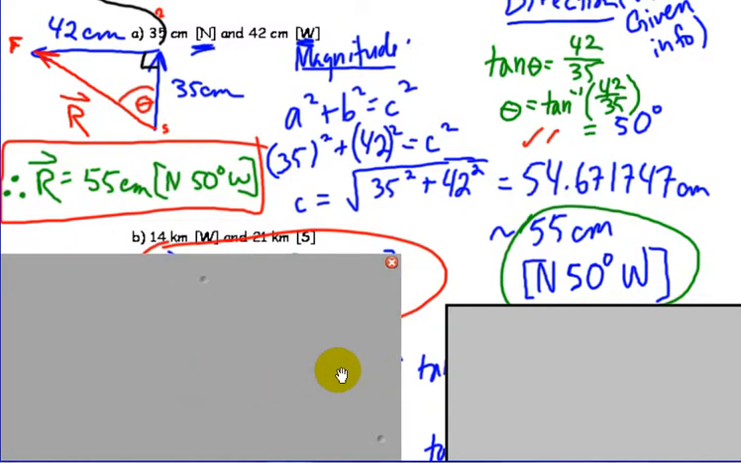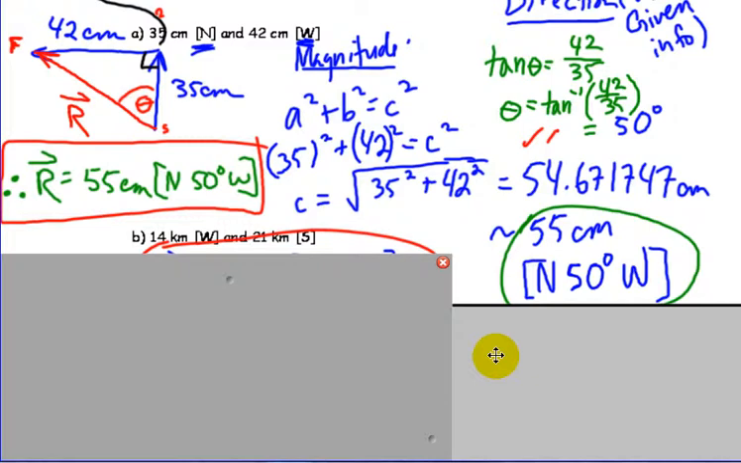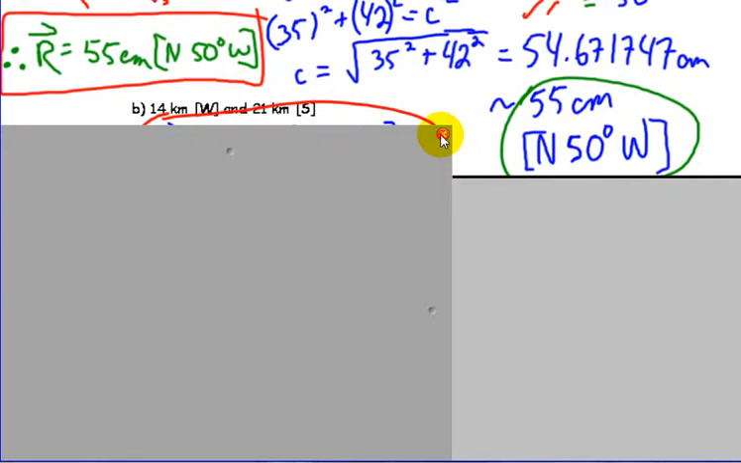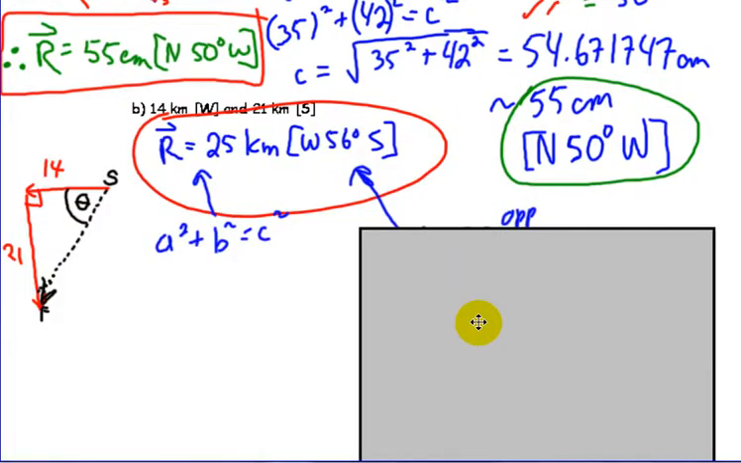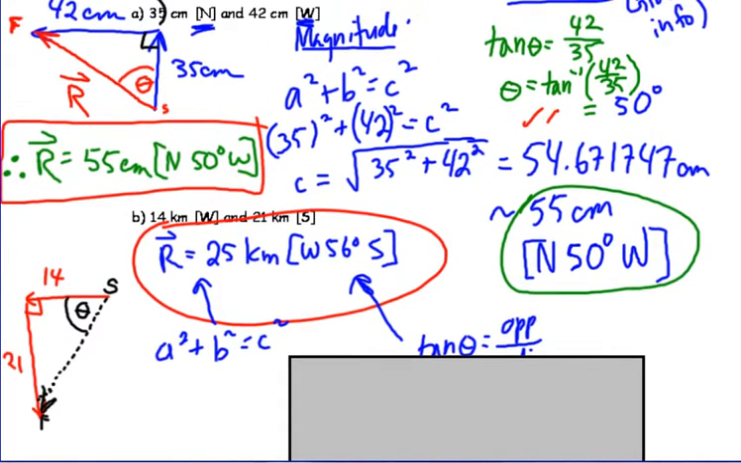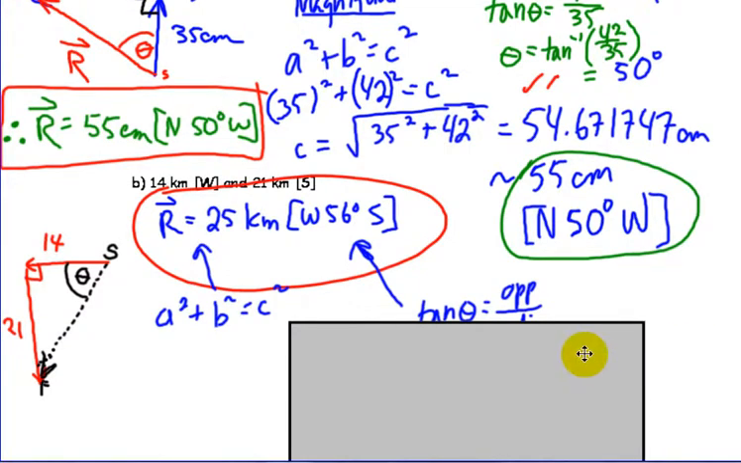Okay, you try this next one. If you like, pause the video at this point, sketch this out, figure out the magnitude, figure out the direction, and then state the final answer. Okay, if you did that question, you should get 25 kilometers west, 56 degrees south. Or if you started south and went west, you would have got south, 34 degrees west.